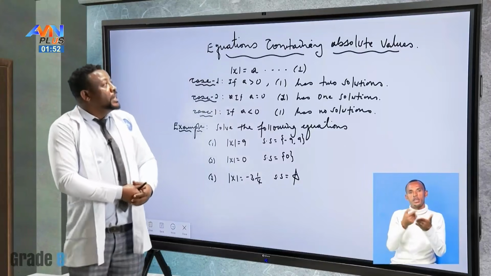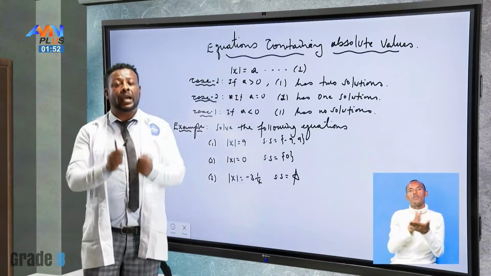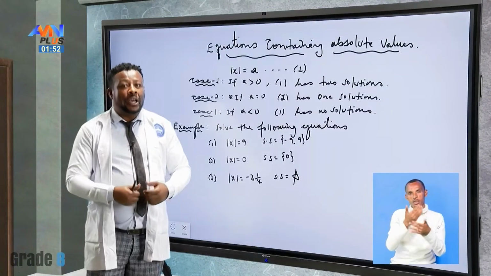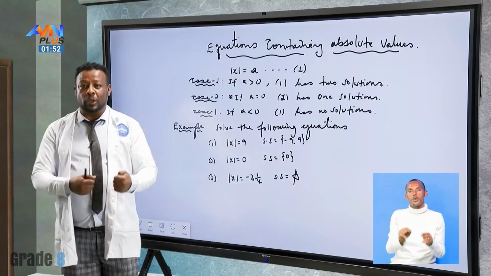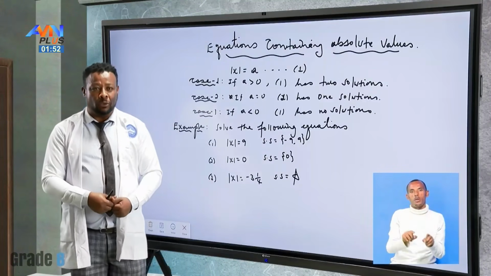So this is the simplest part of solving equations involving absolute values, okay? In our next class discussion, I will show you somewhat stronger absolute value equations, and we will learn more about absolute value, okay?